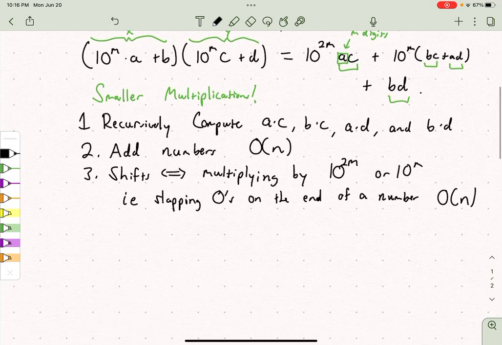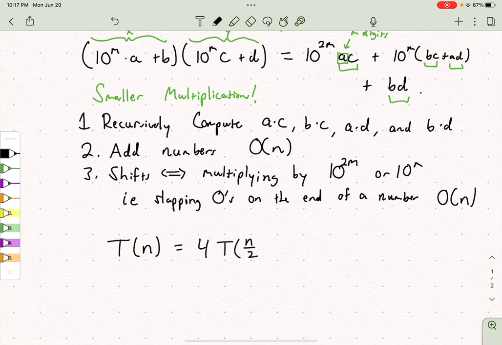So overall, what would this algorithm give us? Well, the recurrence, T of n, would be 4 subproblems because of 4 multiplications. Each one is roughly size n over 2. And then we do outside work, a constant number of linear time operations, which are the shifts and the additions.